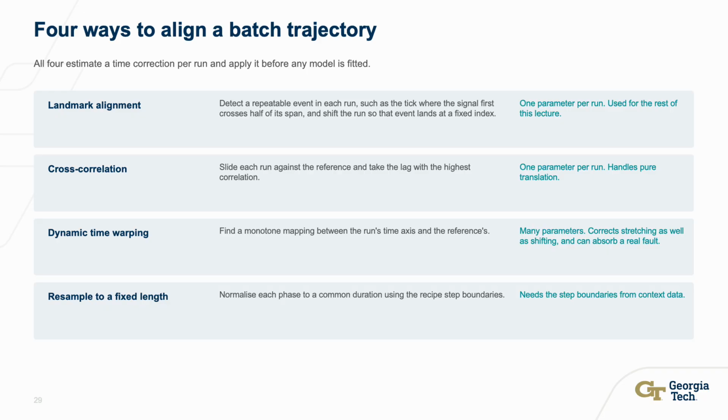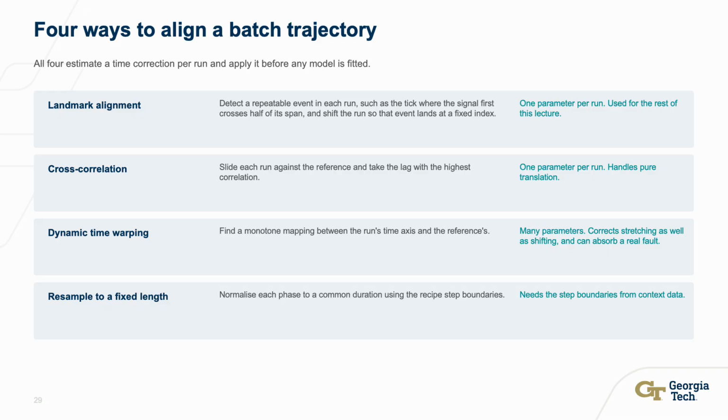1 parameter per run. This is what we'll use. Cross correlation: slide each run against the reference and take the lag with the highest correlation. Also 1 parameter per run, and it handles pure translations well. Dynamic time warping: find a monotone mapping between the run's time axis and the reference's so the run can stretch as well as shift. Many parameters, powerful, and with a warning attached. Given enough freedom, it can bend a genuinely faulty run back into a healthy shape and hide the fault.